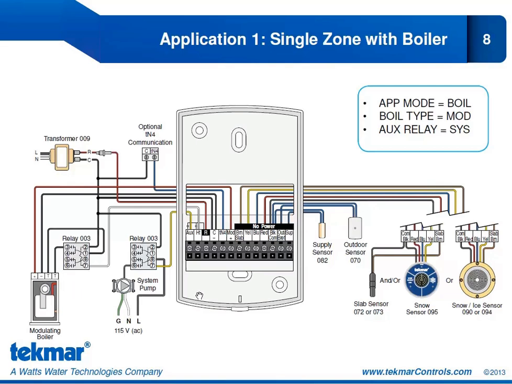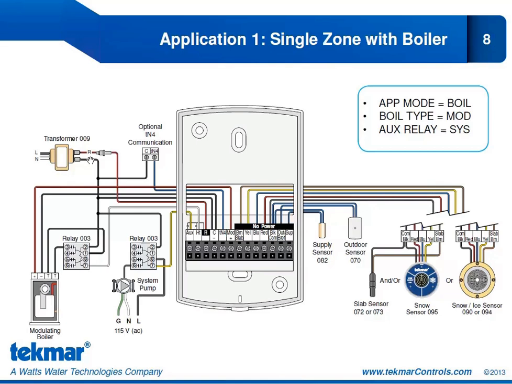So whenever that heat relay closes, we are going to have the TT enable at our modulating boiler. We also have the modulating output, mod plus and minus, going over to our modulating boiler to provide the modulating signal. Our auxiliary relay is being used to operate a system pump. Now that does require the isolation relay 003 so that we can have 120 volts going to our pump.